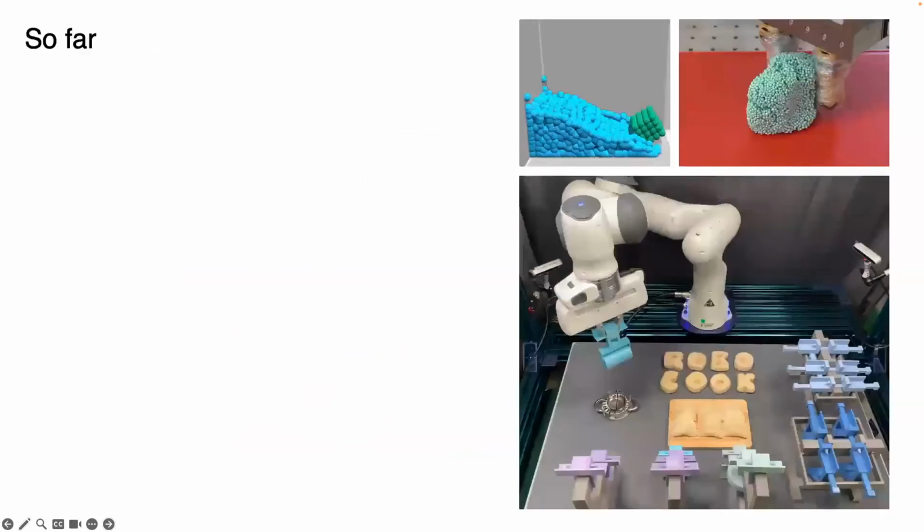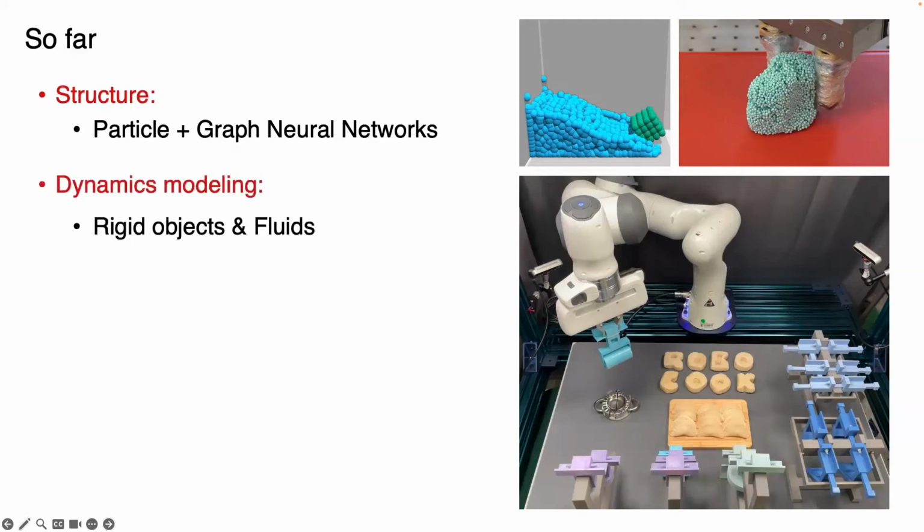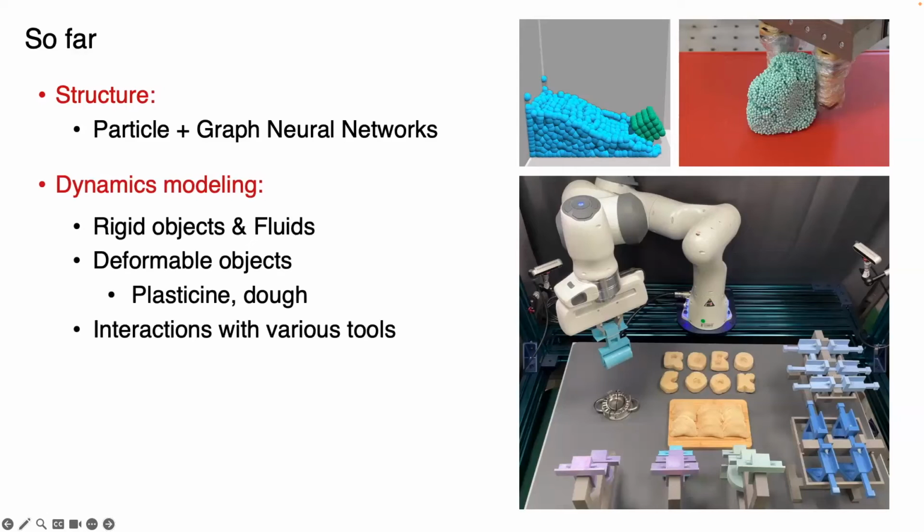And so far, what we have talked about is a combined use of particle representation and graph neural network. It is the structure we use to capture the structure and compositionality of the underlying systems. It allows us to model the dynamics of, for example, rigid objects and their interactions with fluids, as well as the dynamics of deformable objects like plasticines and dough. And we are also modeling the interactions between such objects with various different tools.